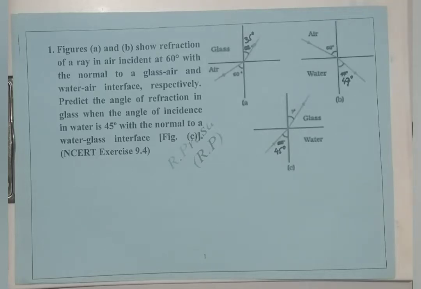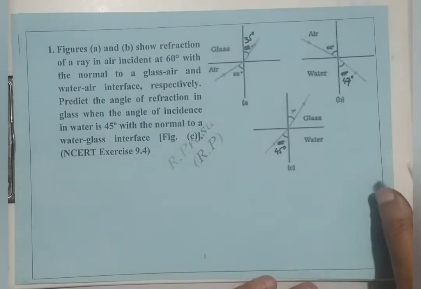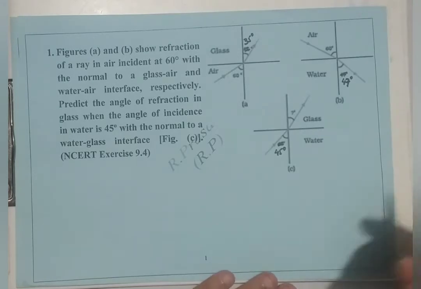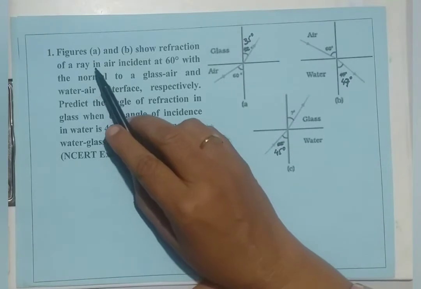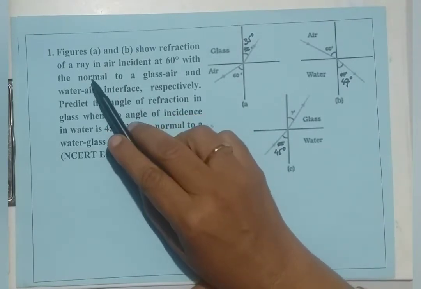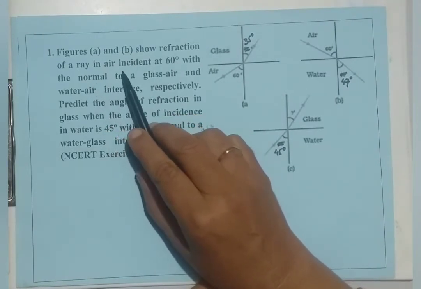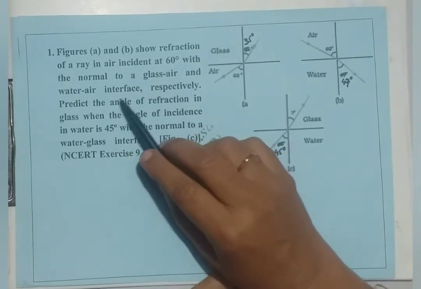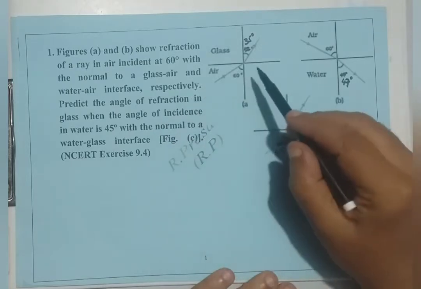Dear students, in this class, we learn some numericals regarding refraction. And I consider here many NCERT textbook numericals. Just observe. First one: figures A and B show refraction of a ray in air incident at 60 degrees with the normal to the glass-air and water-air interface respectively.